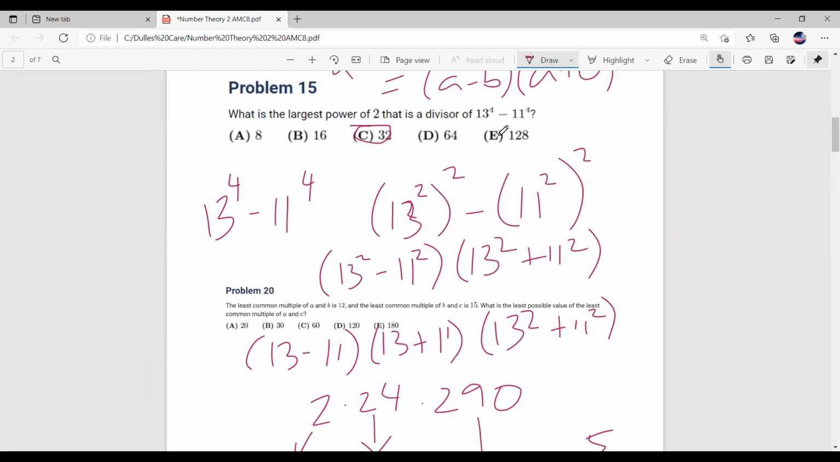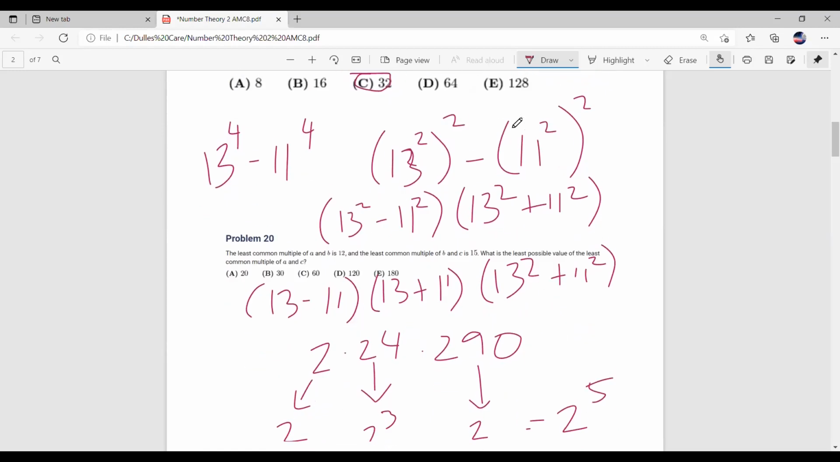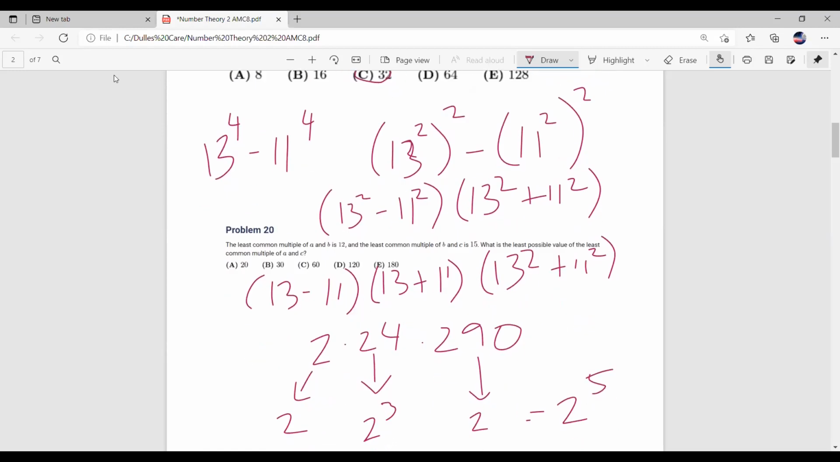Does this make sense, how I broke 13 to the 4th minus 11 to the 4th into 13 squared and 11 squared and then further broke it down? Yeah, sure. I can scroll down a bit. Do you want to see the rest of my work? Right. So I'm assuming you're taking a couple notes.